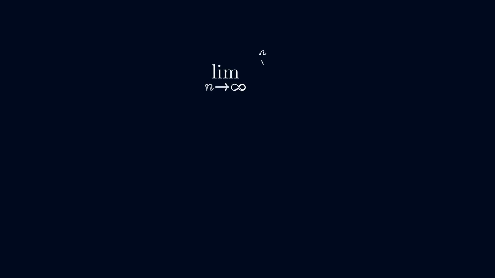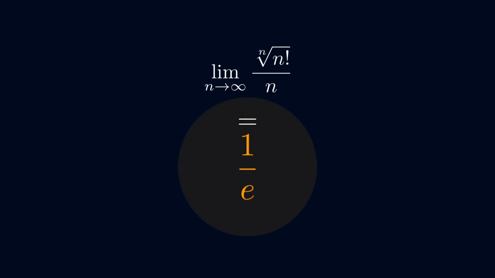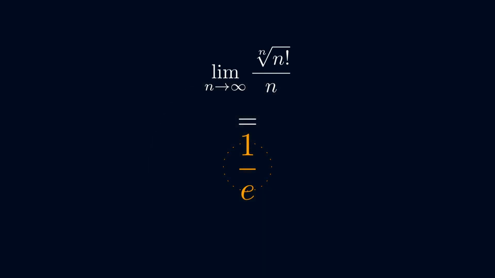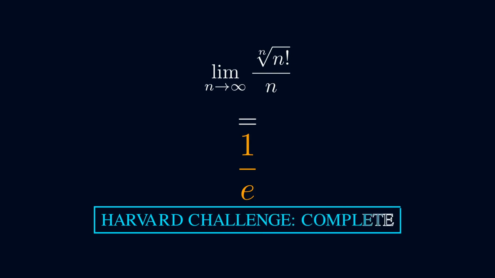And that concludes our solution to this Harvard entrance exam challenge. The limit of the nth root of n factorial, divided by n, equals exactly 1 over e. Mathematics reveals elegant answers when we apply the right tools.